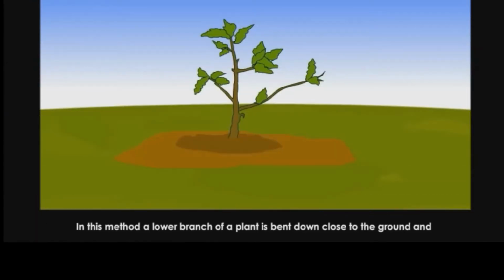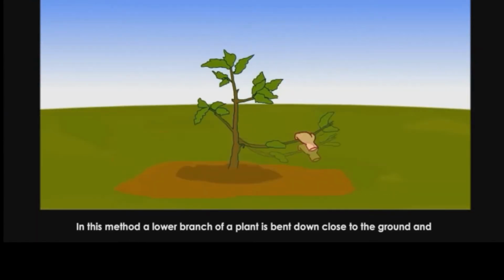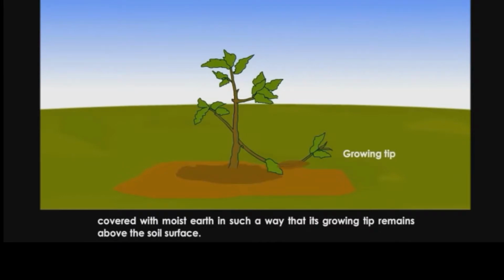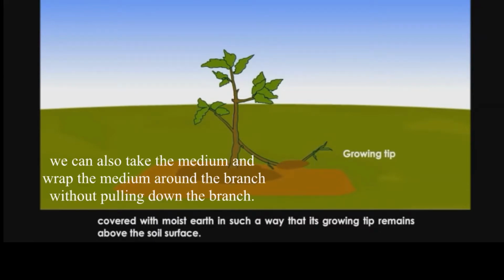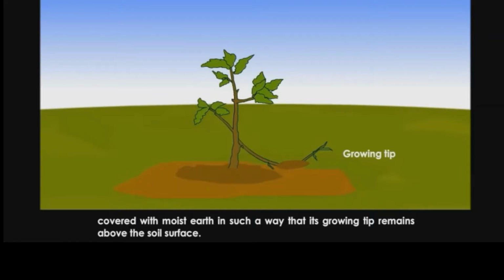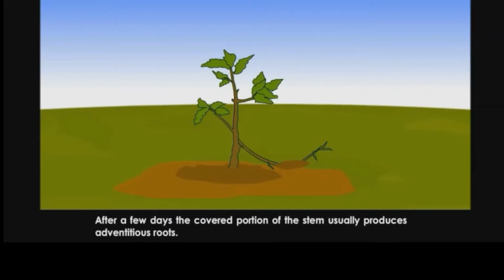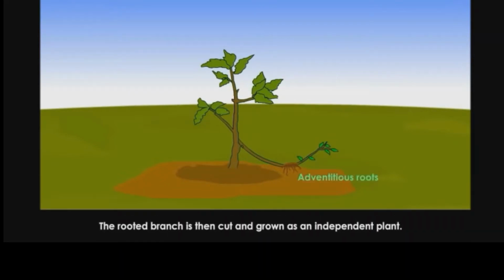Layering. In this method, a lower branch of a plant is bent down close to the ground and covered with moist earth in such a way that its growing tip remains above the soil surface. After a few days, the covered portion of the stem usually produces adventitious roots. The rooted branch is then cut and grown as an independent plant.